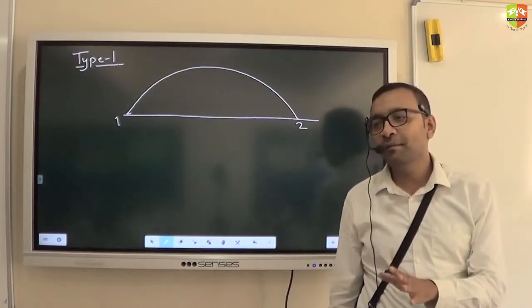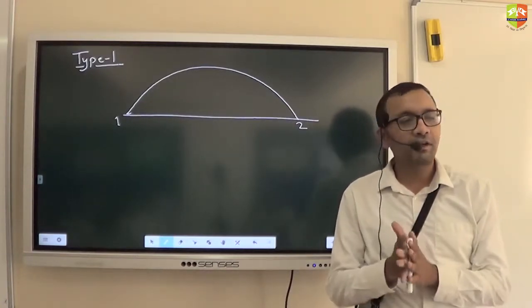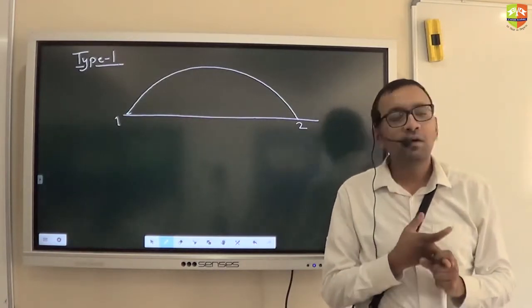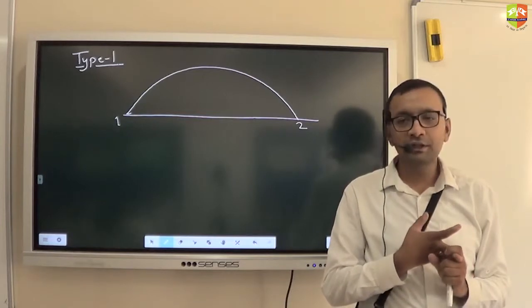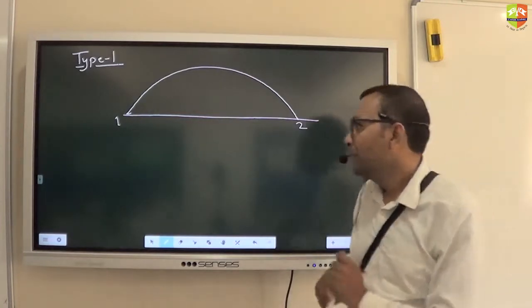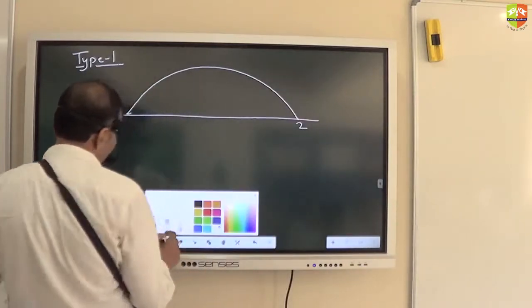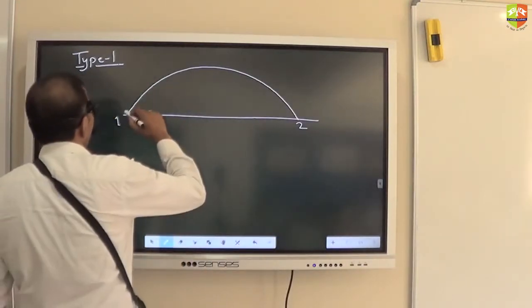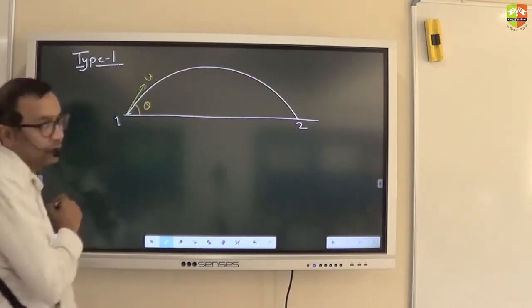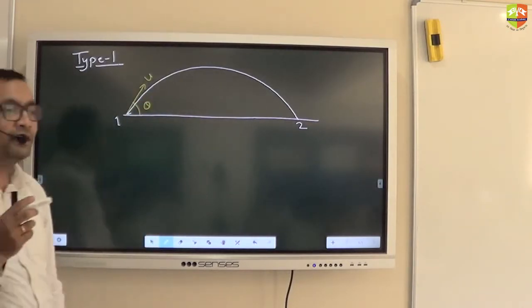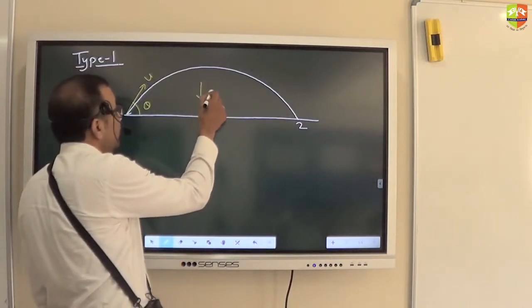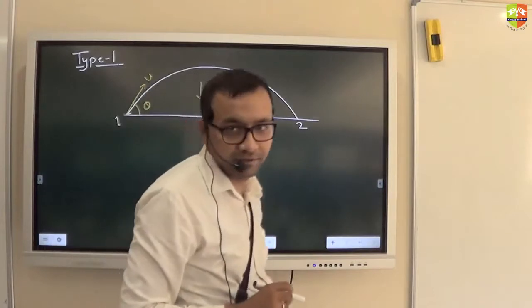And for this type of projectile, we have derived time of flight, range, maximum height. What else we have derived? Only these three things. Okay. Fine. So what are things that are given to us? Initial velocity u and angle theta are given to us. Okay? And acceleration due to gravity is acting throughout the flight, downward, like this.